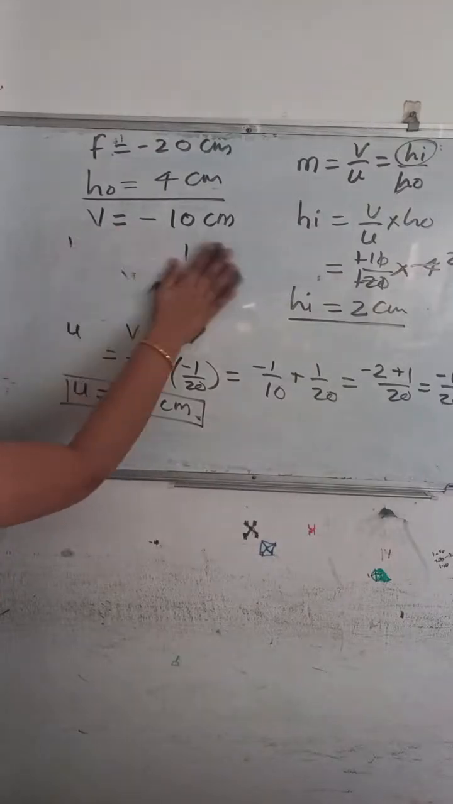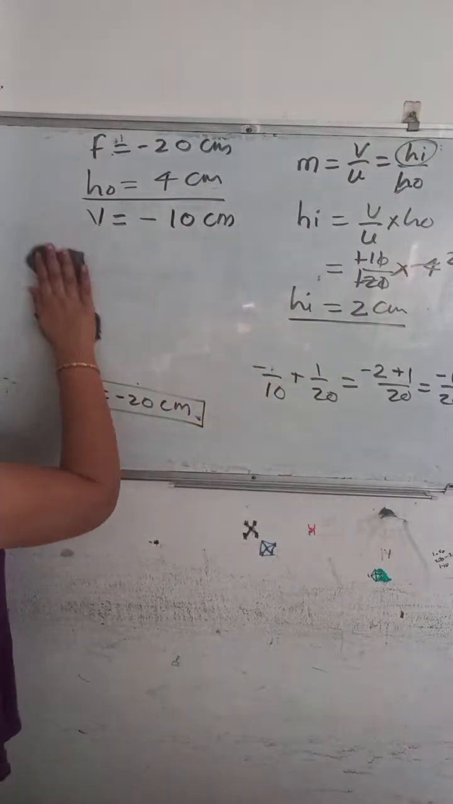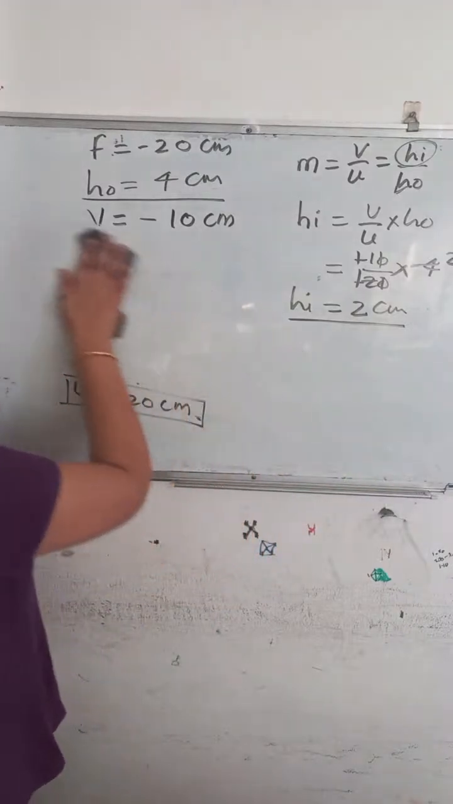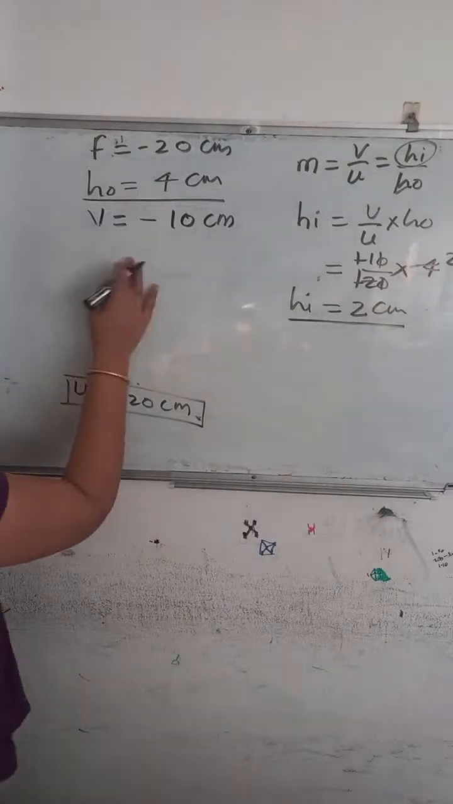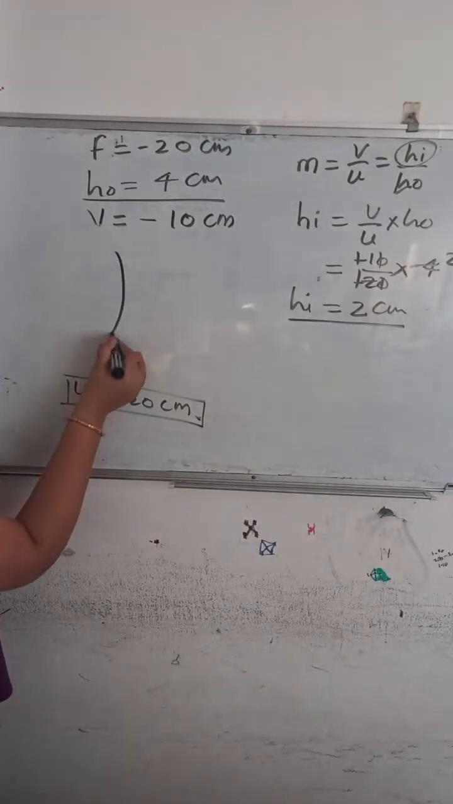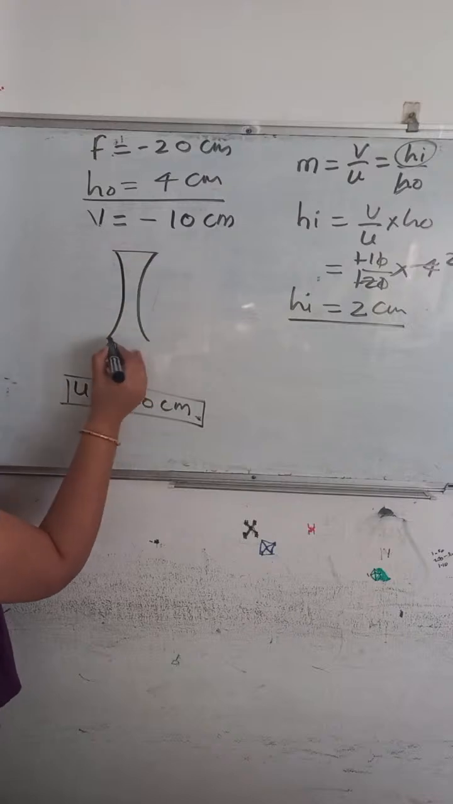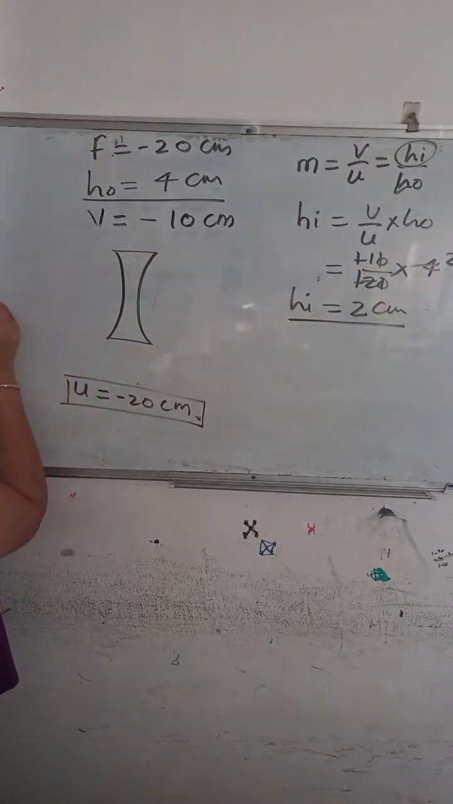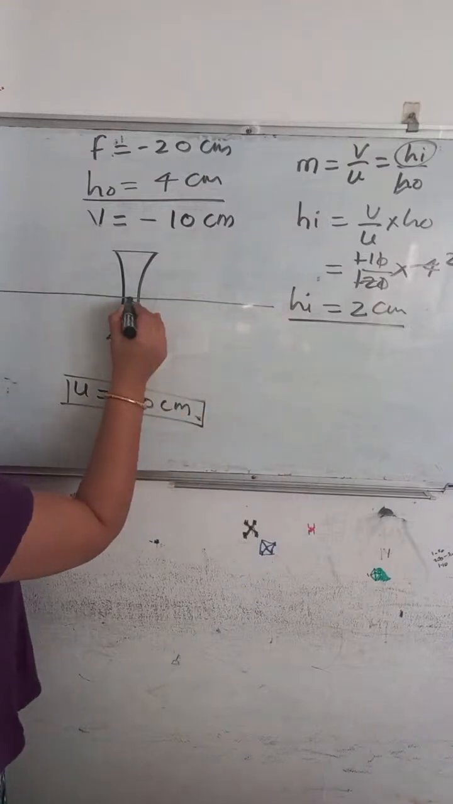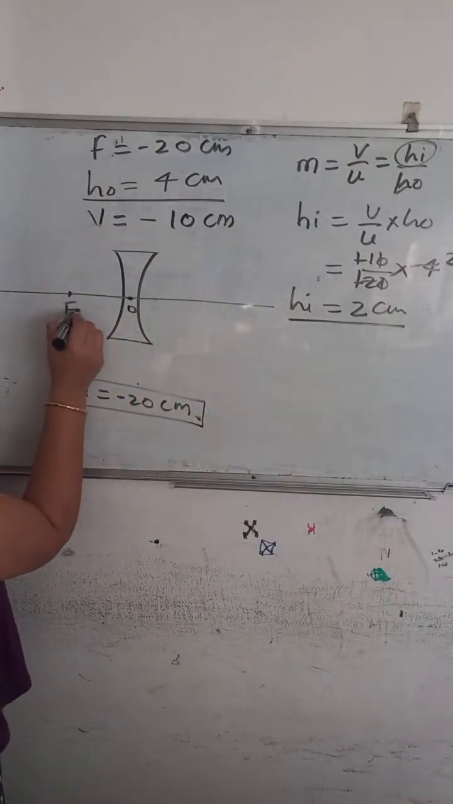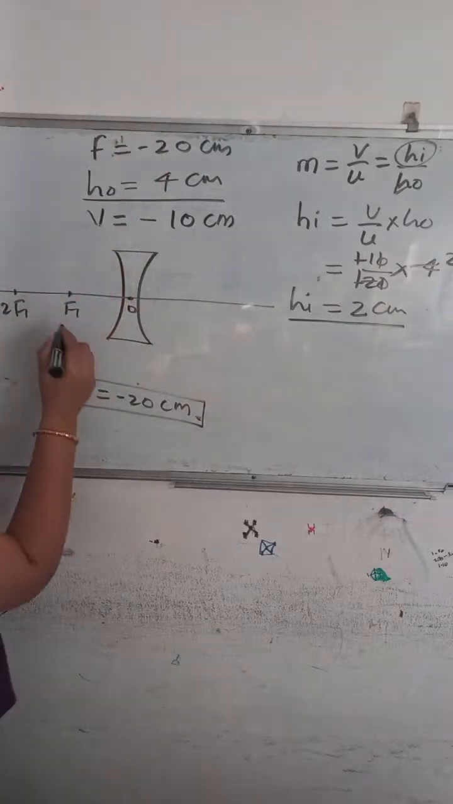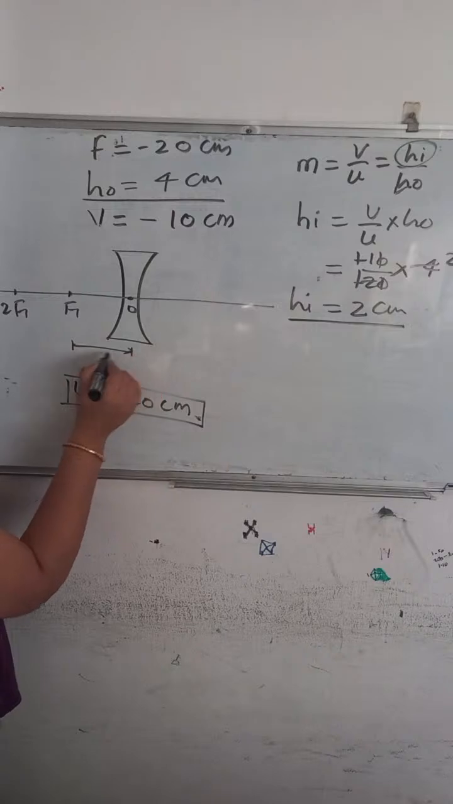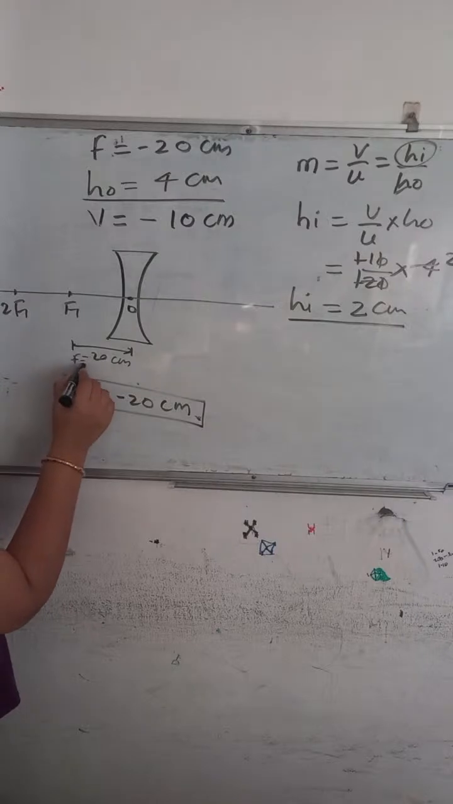So I erase this calculation part and keep the rest of the values as it is for my reference to draw the ray diagram. First, this is a divergent lens, that means this is the concave. Draw this lens first. Try to grab one mark. Here we have the optical center. This is f1 and this is twice of f1. Focal length is minus 20, that means this focal point is minus 20 centimeter.